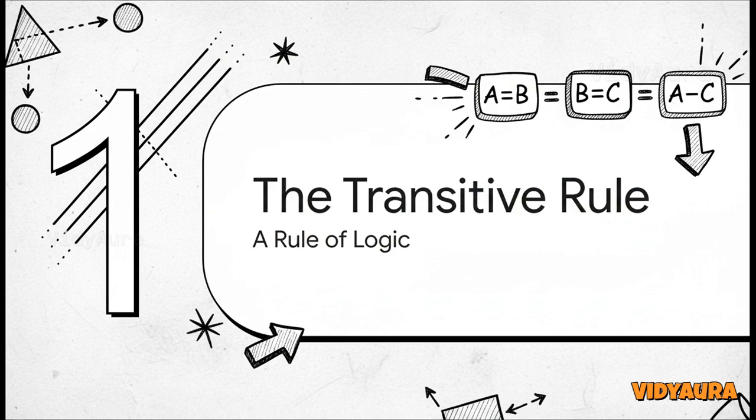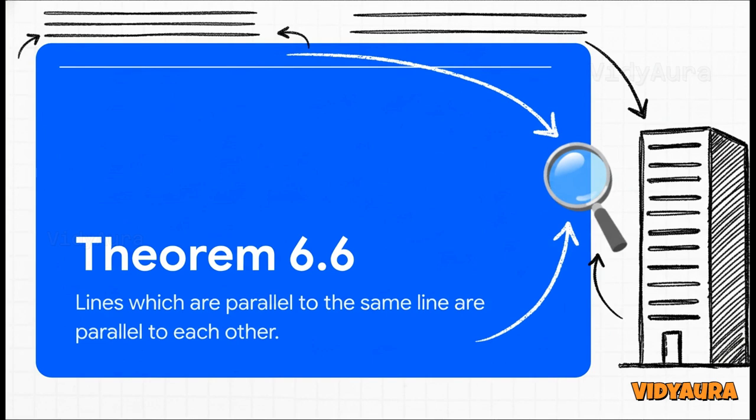Turns out, there's a name for this kind of logical connection. It's called the transitive rule. You actually see this idea all over math. And when it comes to geometry, it gives us a really elegant theorem. And here it is, Theorem 6.6. It's so straightforward. Lines which are parallel to the same line are parallel to each other. This is the answer to our question. This is our guarantee that the first floor and the 10th floor of that building are perfectly aligned.